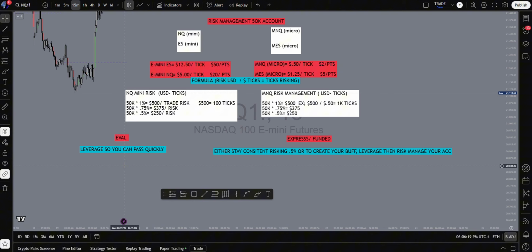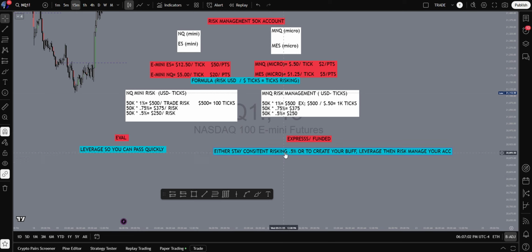So either it can take you 2 days to pass an account, or it could take you the full month. So then as you're creating your buff, you can also skip, instead of just being consistent and taking small bites, just say, forget it, leverage everything. Leverage, then risk manage your account. So you're just going to leverage enough money to create your buff, and then go back to being at a fixed amount that you're going to keep on risking, and be consistent with that with every single trade that you take.